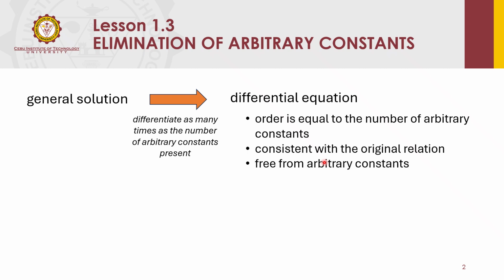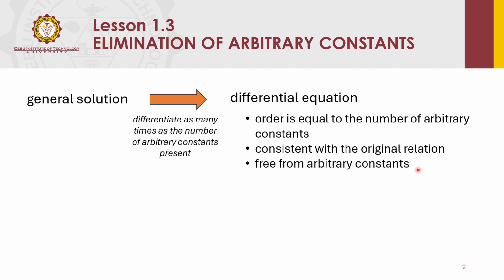The order of the DE should be equal to the number of arbitrary constants, and it should be consistent with the original relation, meaning we cannot use any other relation to solve for the DE, and of course it should be free from arbitrary constants.